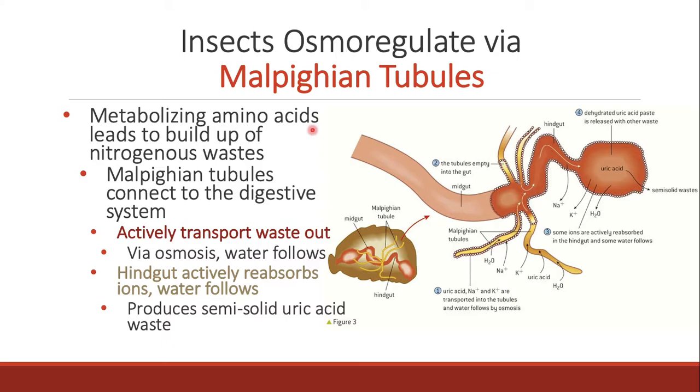They make ammonia, which is water soluble, but it's very toxic. Water soluble basically means that ammonia dissolves in water. They also make urea, which is water soluble and less toxic. And they also make uric acid, which is not water soluble and the least toxic. So we've got ammonia, urea, and uric acid.